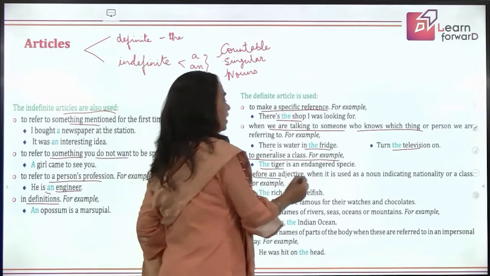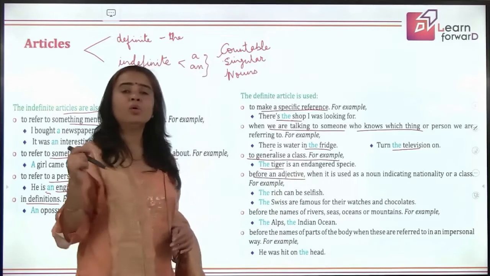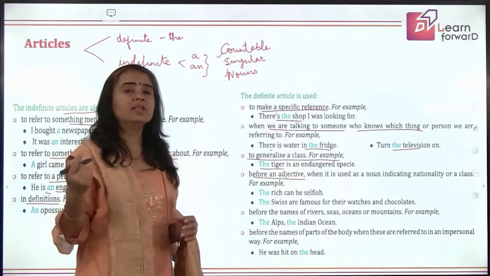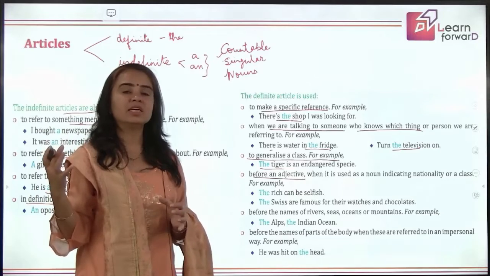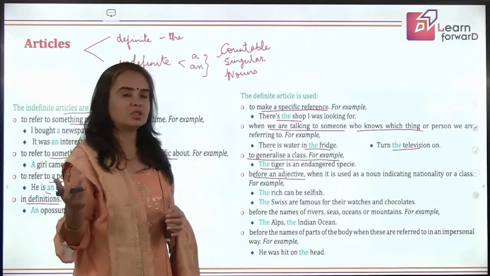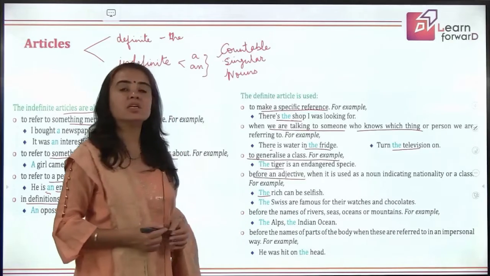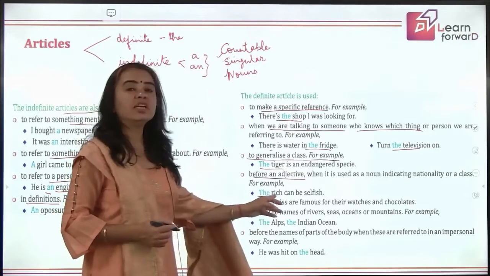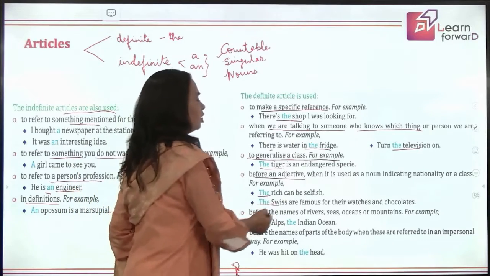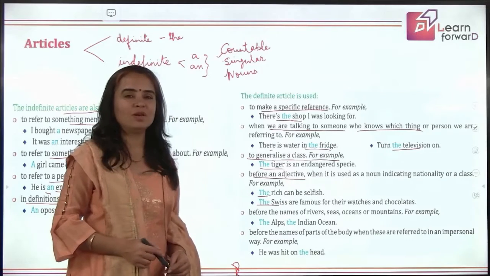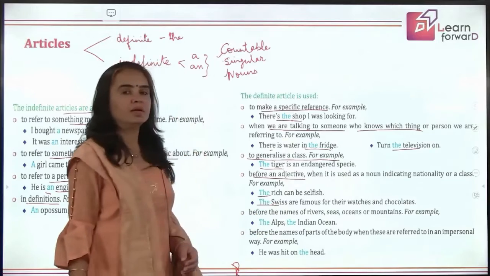Now before an adjective, we have already read when we talk about adjectives as nouns, like the rich should help the poor. So here rich and poor are adjectives, but they are actually used as nouns. So here we'll be using the rich can be selfish, that means the rich people. So here the adjective rich is being used as a noun. Next, the Swiss are famous for their watches and chocolates. Yes, everybody knows this. So here we mean to say the Swiss people, right?